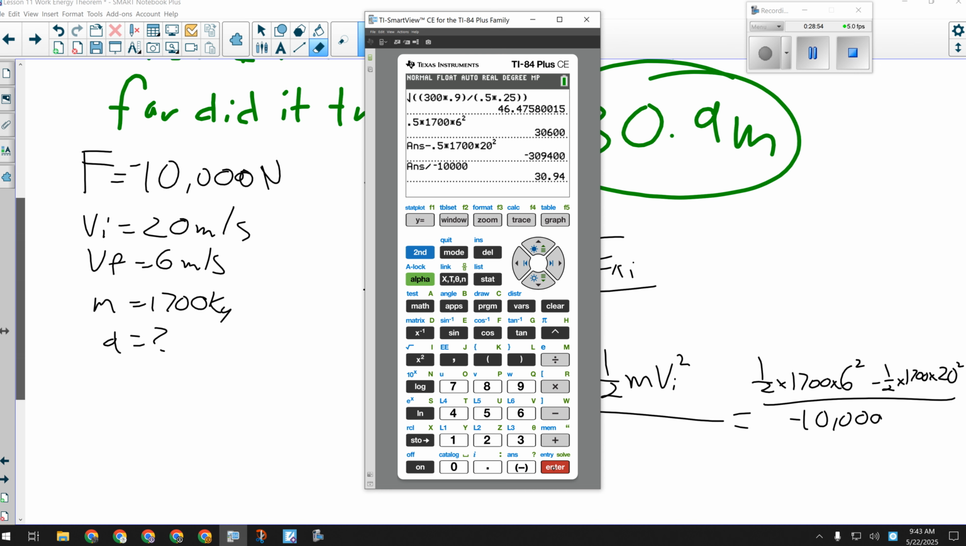All right, they are going to travel 30.9 meters as they brake. Everyone all right with that one?